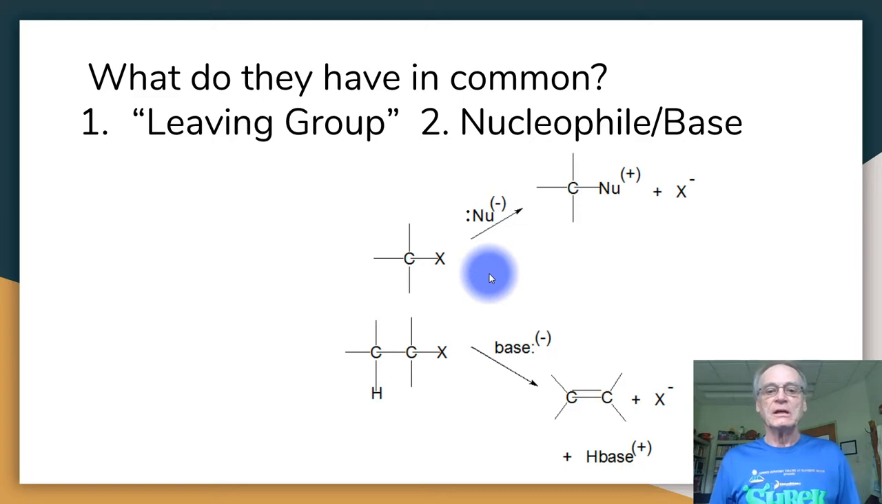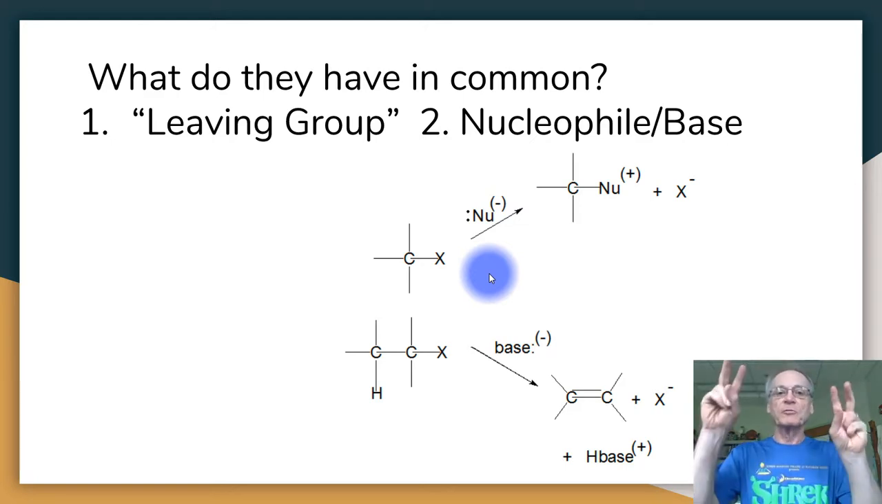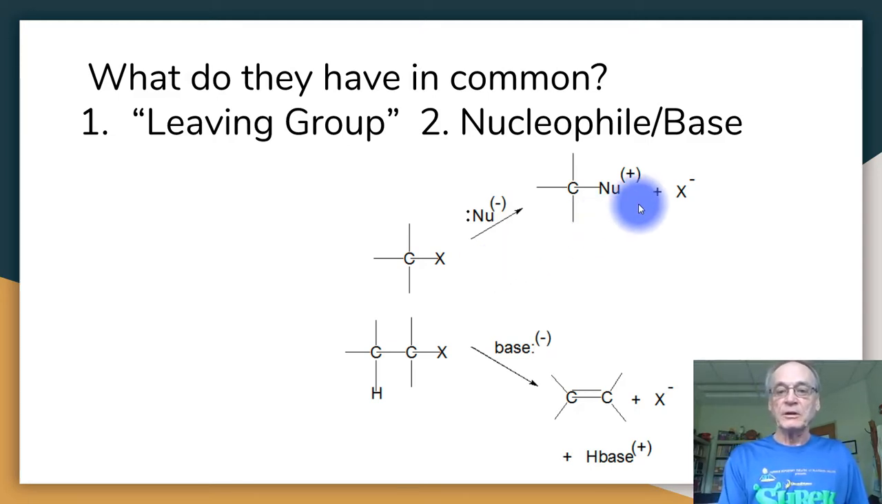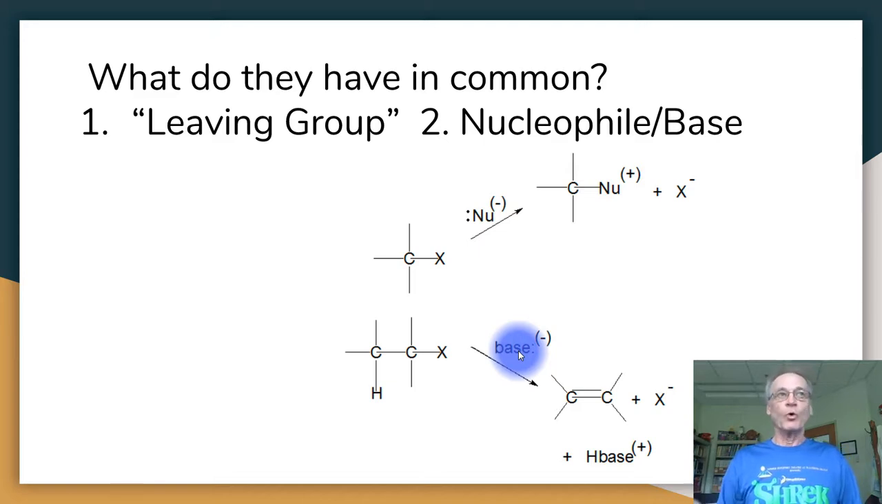In this case, it's a halogen. Now again, that seems a little funny to call it a leaving group because it's not a group of atoms, it's just one atom, the halide. So a bromine, a chlorine, or an iodine goes off and becomes chloride, bromide, or iodide, and that's true in both reactions. The other thing that's common in both is that you have this thing called a nucleophile and/or a base, and those are essentially the same thing.